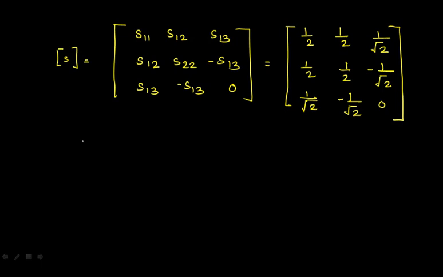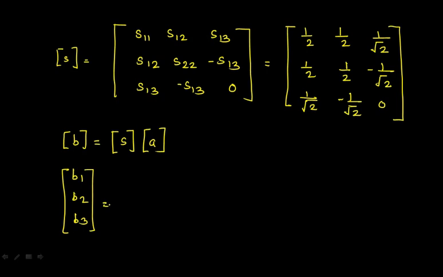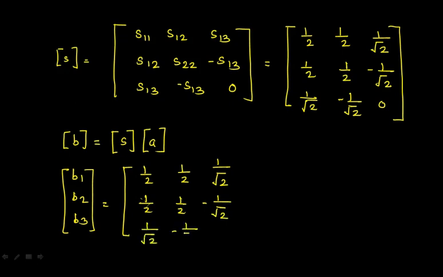Now from the definition of the scattering matrix, B is equal to S into A. So this will be B1, B2, B3. As I am having 3 ports, the possibility will be of 3 outputs. Scattering matrix here will be 1 by 2, 1 by 2, 1 by root 2, then 1 by 2, 1 by 2, minus 1 by root 2, here 1 by root 2, minus 1 by root 2, and this will be 0. And just multiply it with the inputs. Because we are giving 3 inputs, this will be A1, A2, and A3.